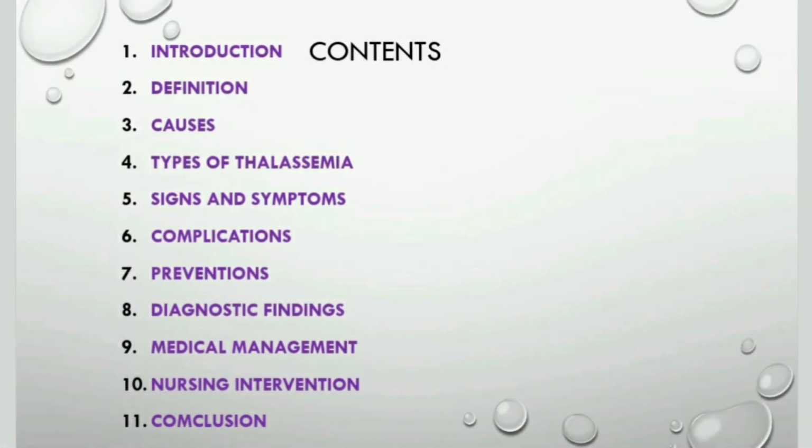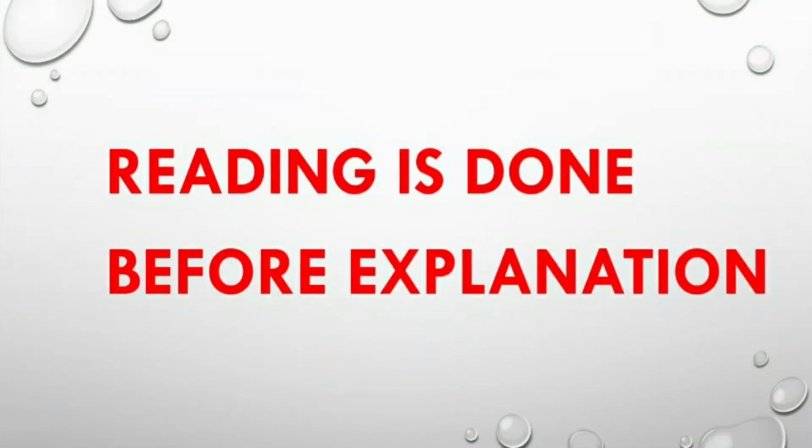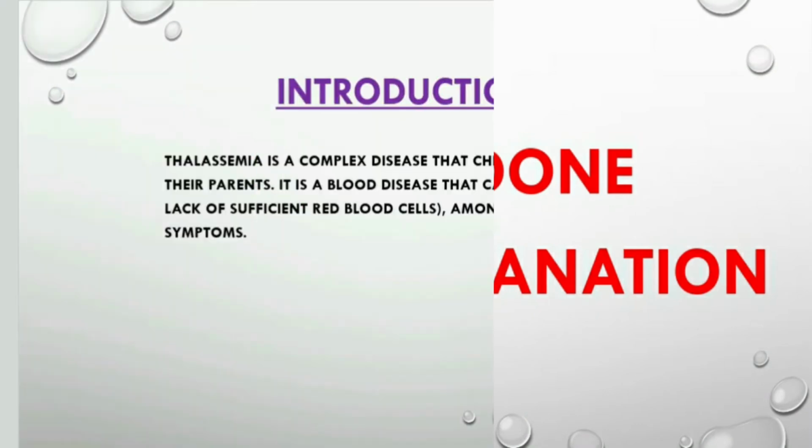Firstly, the contents are given on the screen. Number one, we have introduction, then definition, causes, types of thalassemia, signs and symptoms, complications, preventions, diagnostic findings, medical managements, nursing intervention, and lastly, we have conclusion. Now we move to introduction.